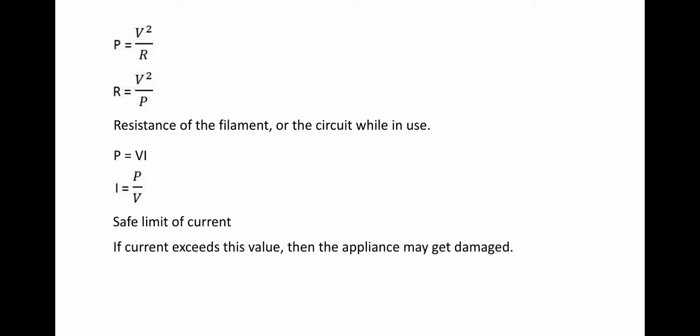damaged. Simple example, let's say there is a bulb of 100 watt which operates on 220 volt. So we can measure the resistance using these two values, 220 volts squared by the power 100. So when this is calculated, you will get R equal to 484 ohms. So that is the value of the resistance of the filament while it is in use.